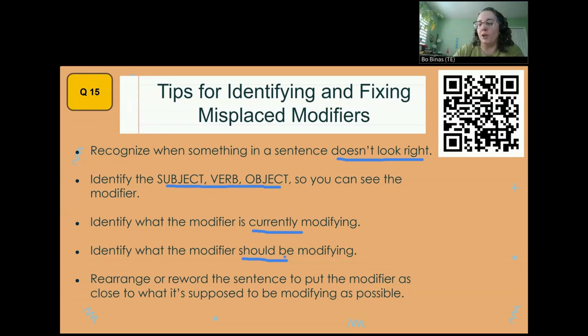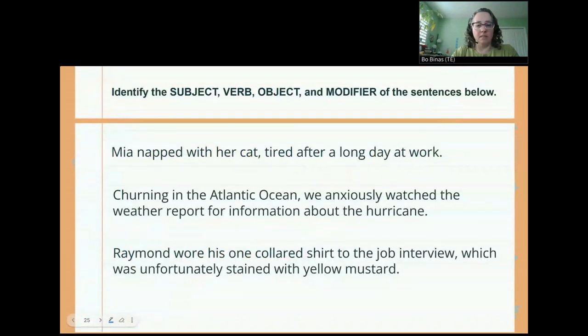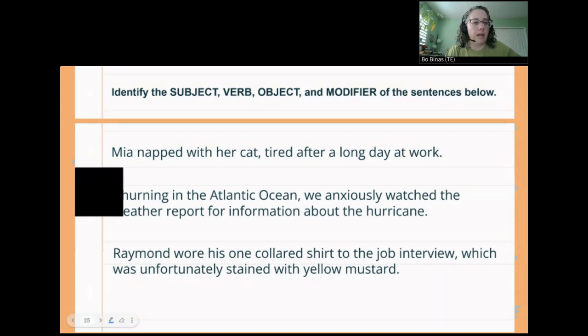So then after you figure out what it should be modifying, we can rearrange or reword the sentence to put the modifier as close to what it's supposed to be modifying as possible. Okay? Okay. So select all those tips in your quiz, and then let's take a look at some misplaced modifiers. So this part is not in your quiz. We're just practicing for a second, okay? And I'm going to put a box on the board because I only want to look at one of these at a time.